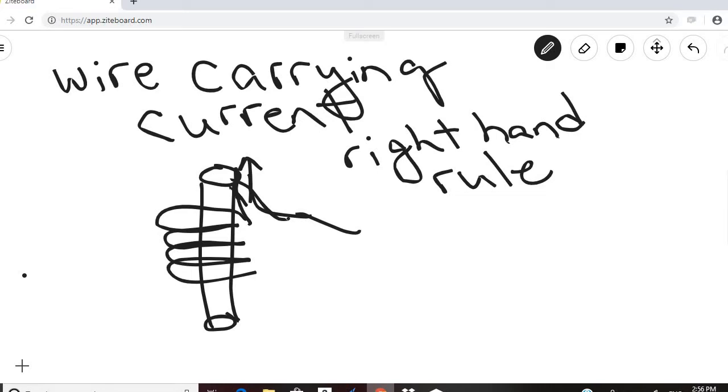So if you take your thumb and point your thumb straight up, if the current is straight up, then your fingers curl around in a counterclockwise direction. That would be the direction that the magnetic field lines would be.